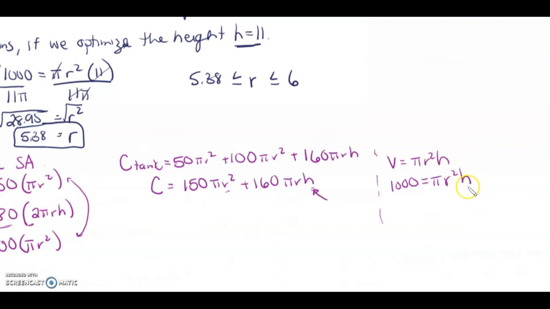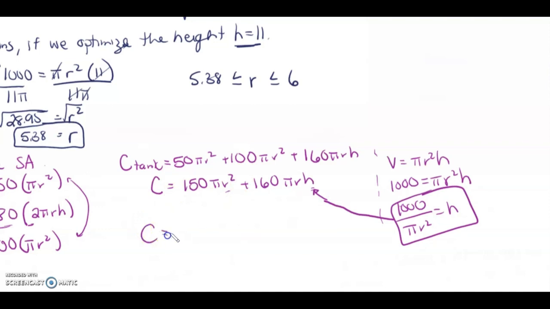All we have to do is isolate for h, and then this expression can be subbed in for h. So I get 1,000 divided by pi r squared, and that equals h. Then we can sub this right into here. So our actual formula now is C equals 150 pi r squared plus 160 pi r, and then 1000 over pi r squared.